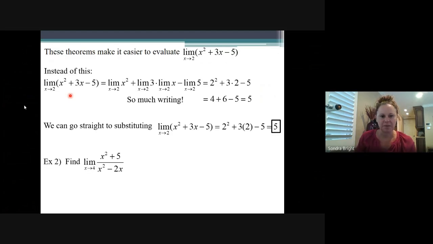All right. How about this one? We've got a rational function now. As long as the denominator doesn't go to 0 when we plug that 4 in, we can just plug the 4 into this function.